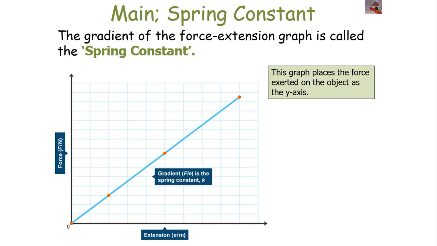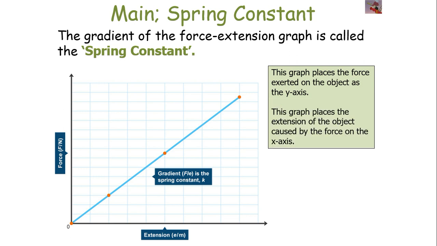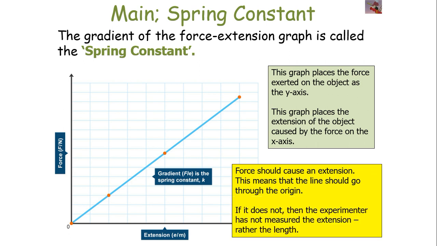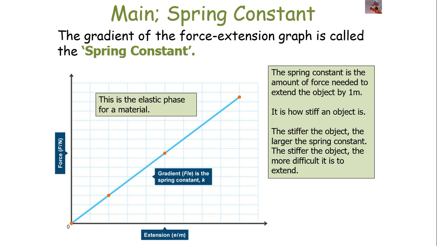Now, the gradient of the straight line section, we can actually call the spring constant of the material. So if we place the force on the y-axis and the extension on the x-axis, and as we know, a force should cause an extension, which means that the lines should go through the origin, because if they haven't, it means they've measured length, not extension, right? You should get a straight line through the origin because it's directly proportional, and the gradient of your line is your spring constant. Now, we define the spring constant as the amount of force needed to extend the object by 1 meter. Basically, it's how stiff an object is.